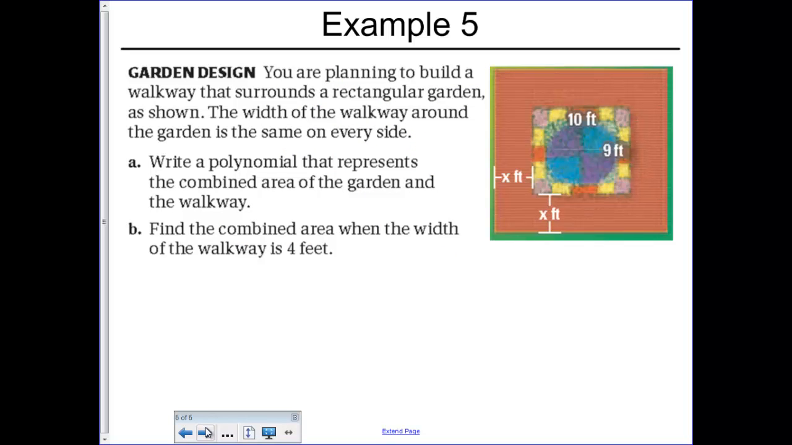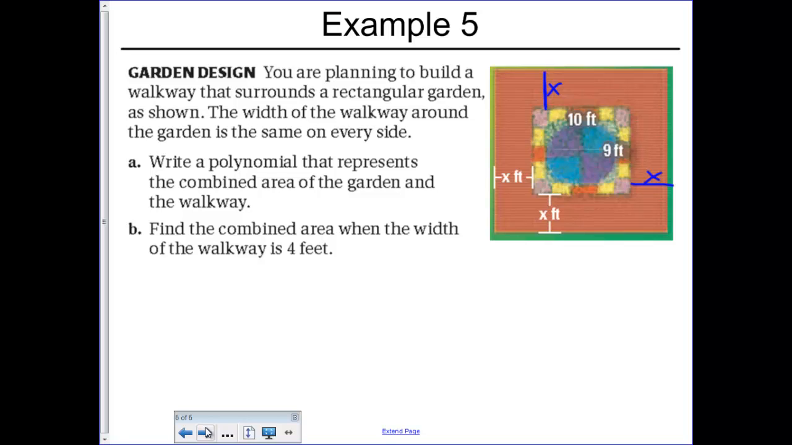Example 5, we're planning to build a walkway that surrounds a rectangular garden. If you look at the picture on the side there, you can see what it looks like. The width of the walkway around the garden is the same on every side. So that means that this over here is also x feet, and this up here is x feet. Write a polynomial that represents the combined area of the garden and the walkway.